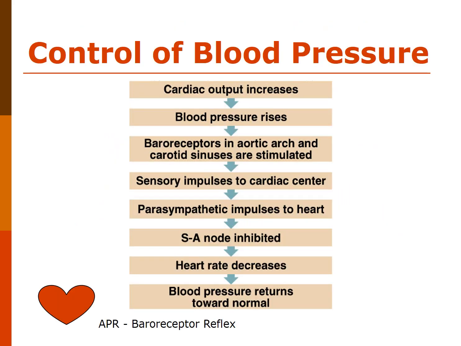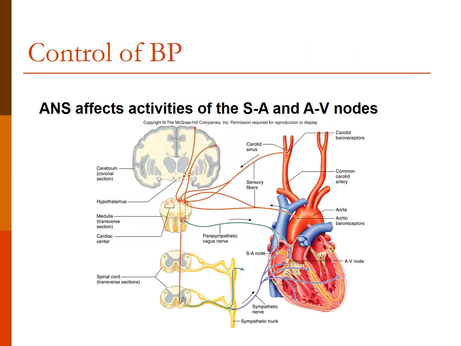Be sure to watch the APR animation baroreceptor reflex. This shows the response when blood pressure starts to elevate. This diagram is just showing how the autonomic nervous system affects the activities of the SA and AV node.